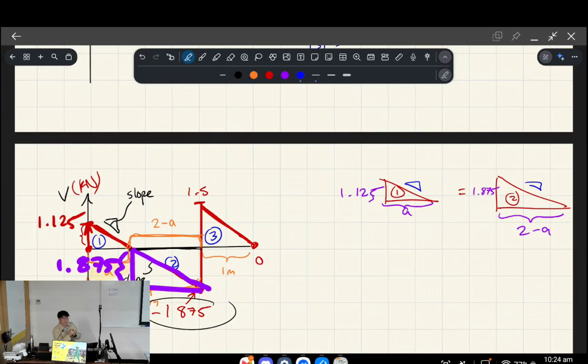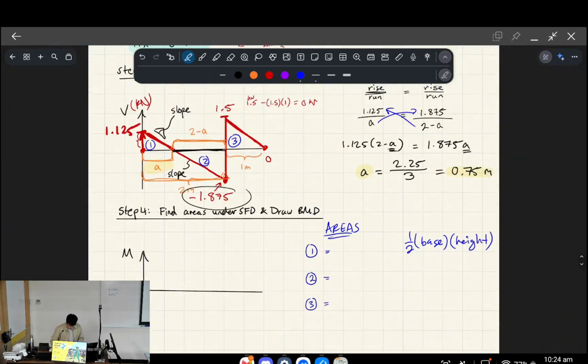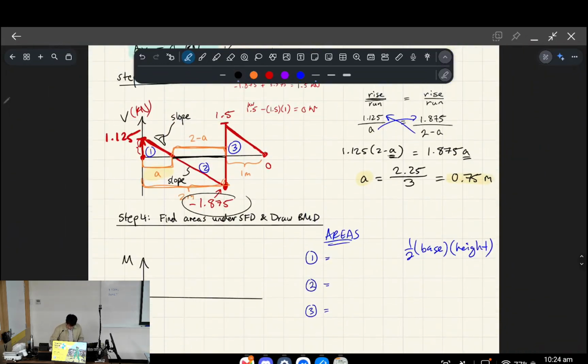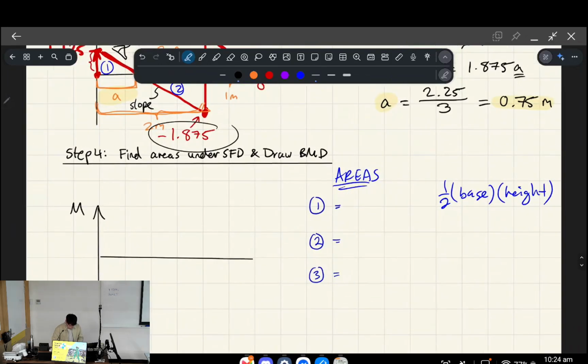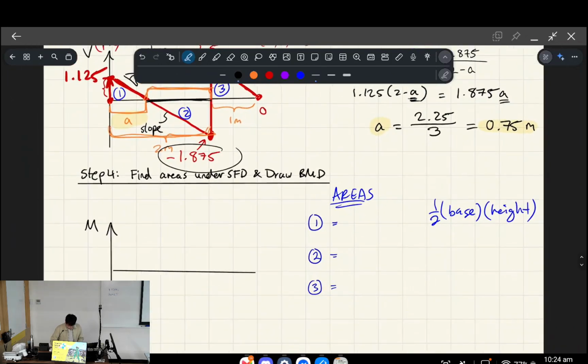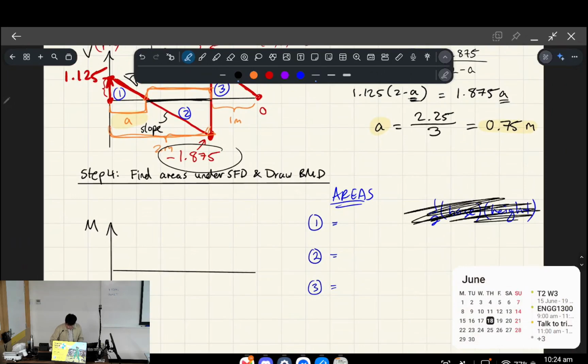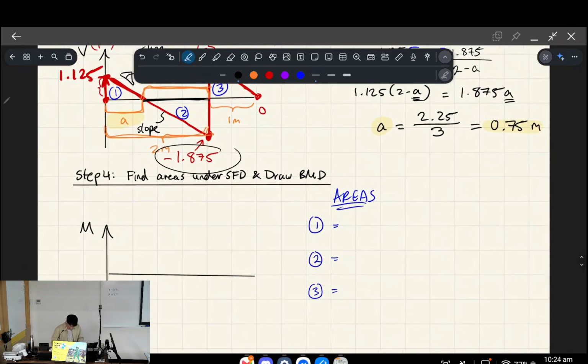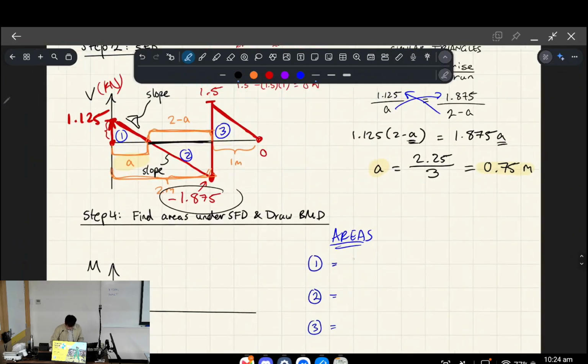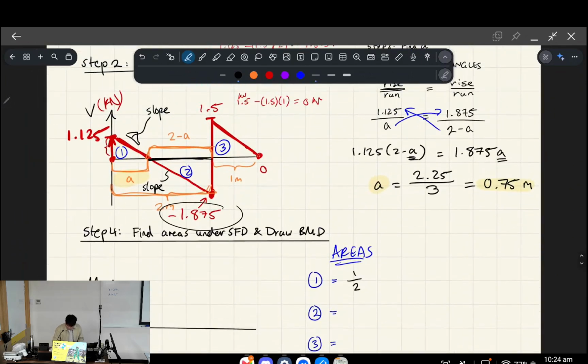Any other questions for now? So now that we know A, we can figure out the areas. We're going to do half base times height. For the first area, that's this triangle here, we'll go half, and the base is, oh sorry, it's not A, it's 0.75, which was A, times the height, which is 1.125.